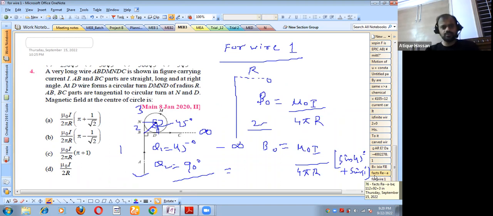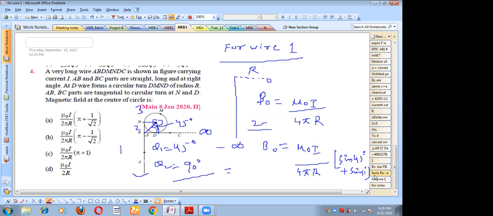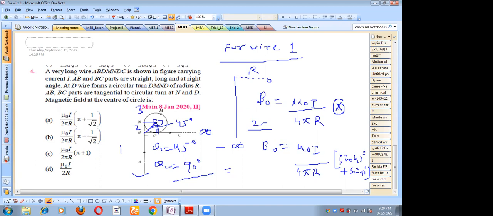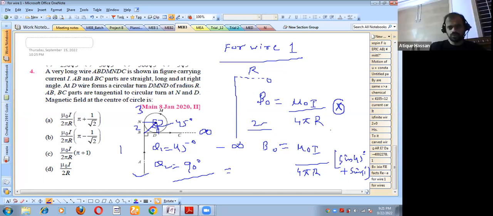Now if you see, what will be the direction of the magnetic field due to wire 1 and 2? What will be the direction of the magnetic field due to wire 1 at the center? Inwards. Correct, it should be inwards. So here the magnetic field obviously will be inward, and what is the direction due to wire 2? Outwards. Yes, it should be outwards.